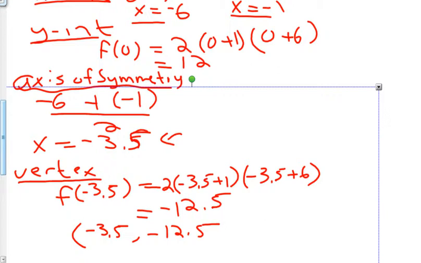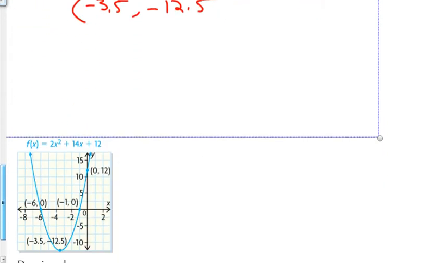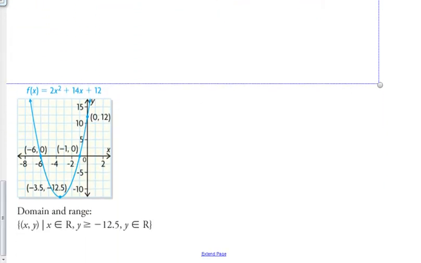I can then sketch my parabola using this given information. So I have my vertex of negative 3.5, negative 12.5. I have my x-intercepts of negative 6, 0 and negative 1, 0, and I have my y-intercept of 0, 12. If I connect all of those dots together that I plotted, I'm going to get my parabola. The domain, of course, is going to be all real numbers for x, and the range, because my parabola opens up, it has a minimum at negative 12.5. So y is greater than or equal to negative 12.5, y is a member of the real numbers.